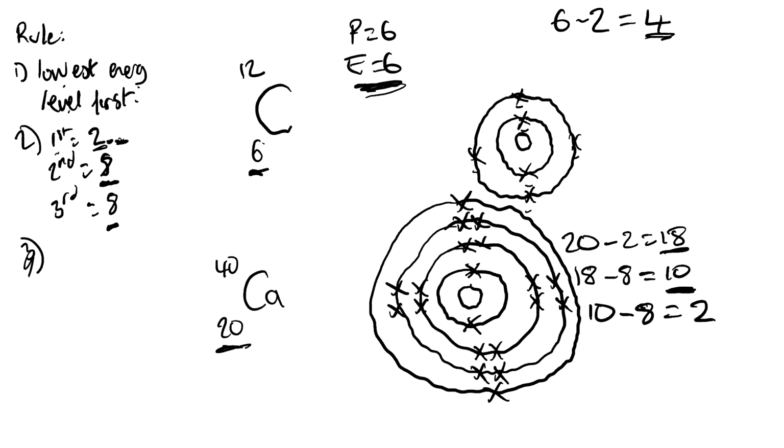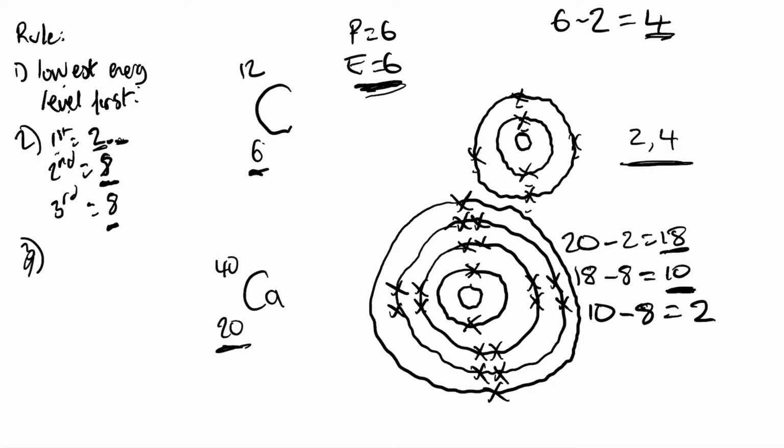Now you may also be asked to write down the electronic configuration in terms of numbers. For this you just say how many is in the first shell, then put a comma, then how many in the second shell, put a comma, and third, and so on if they have that many shells. So for carbon, there's 2 in the first shell, so we put 2, then the comma, then there's 1, 2, 3, 4. So that is the electronic configuration for carbon.